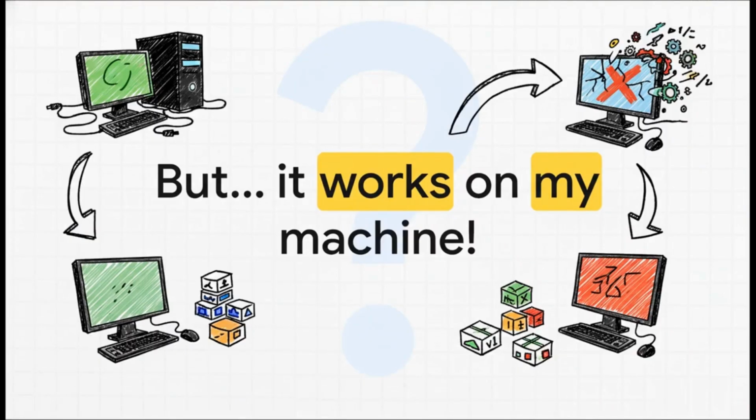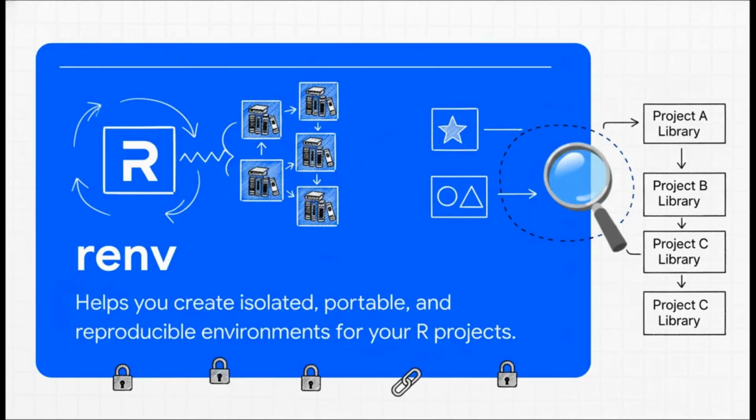Ah, yes. The dreaded phrase that has echoed through the halls of data science for years. "But it works on my machine." We've all been there. You create this amazing analysis, you send the script to your coworker, and it just completely breaks for them. And 9 times out of 10, the culprit is that you're using slightly different versions of the R packages. So how do we slay this dragon?